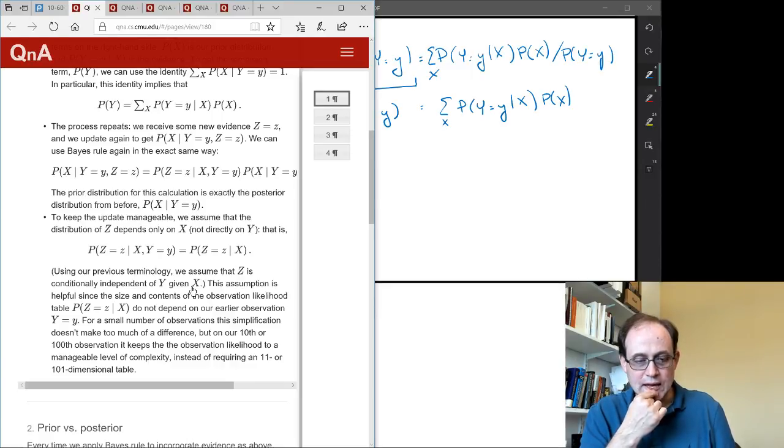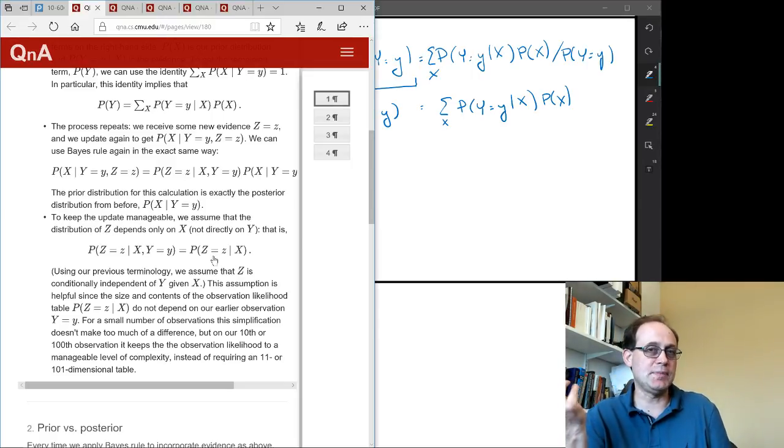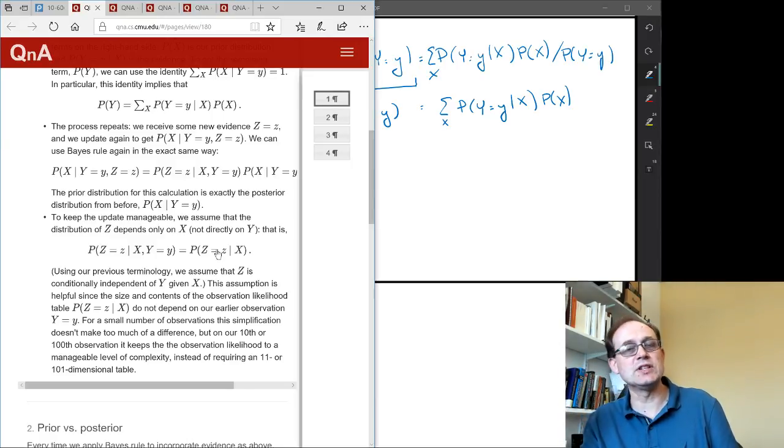All right, and so why do we make this conditional independence assumption? We make it to keep things manageable. In particular, it helps us because this observation table here, P of z given x, the size of that observation table depends only on z and x, and it doesn't depend on our earlier observation. And so if we only have a few observations, that might not matter, but by the time we have 100 observations, we don't want to have to write out a 100-dimensional table of conditional probabilities in order to be able to apply Bayes' rule. Sorry, it'd be 101 dimensions because it would be 100 previous observations plus x.